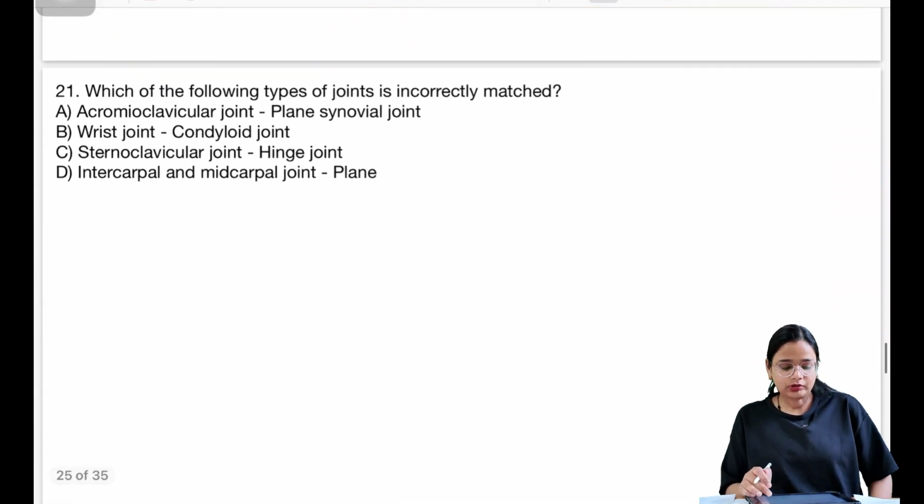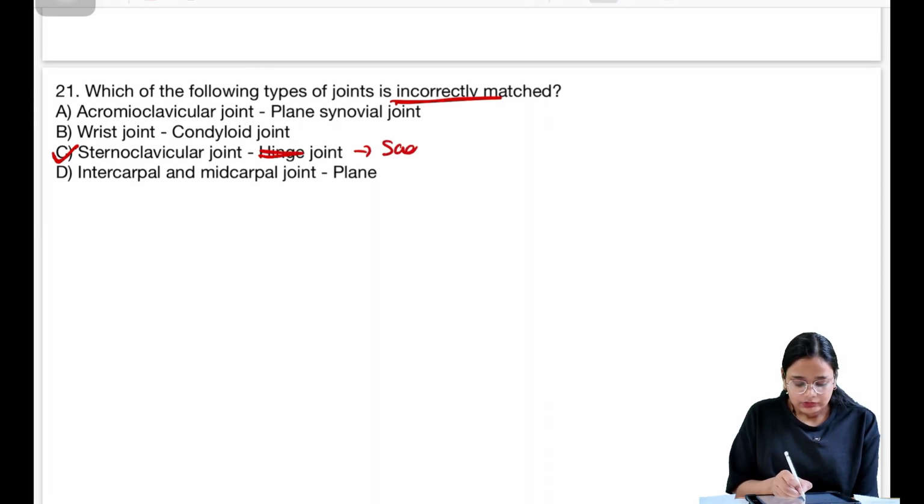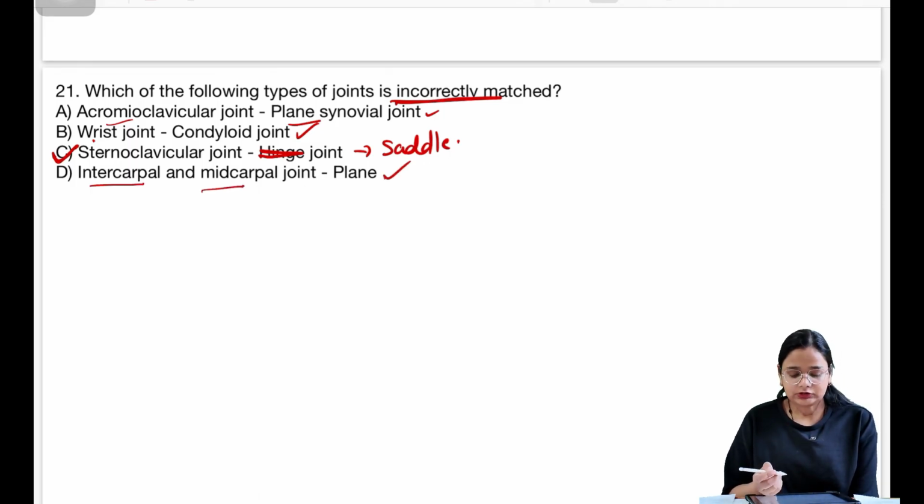Next is, which of the following types of joint is incorrectly matched? Okay. So the correct answer here will be sternoclavicular. Why sternoclavicular? Because this is not a hinge joint, this is a saddle joint. Okay. Acromioclavicular plain synovial joint, correct. Wrist joint is condyloid, correct. Intercarpal and midcarpal is plain synovial joint, correct.